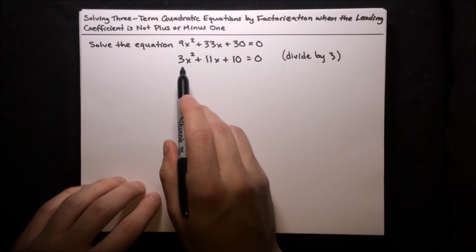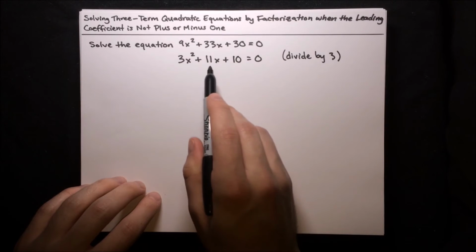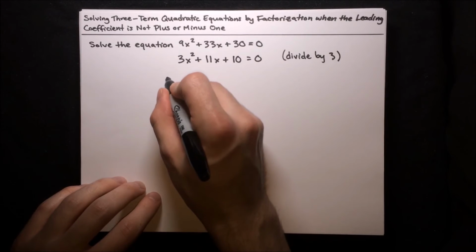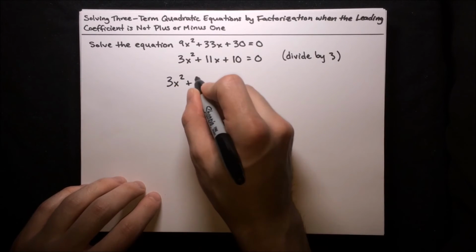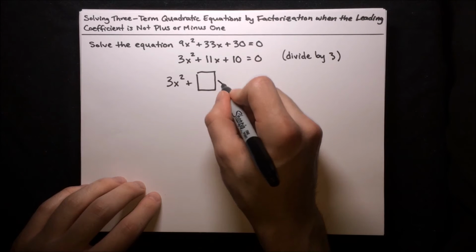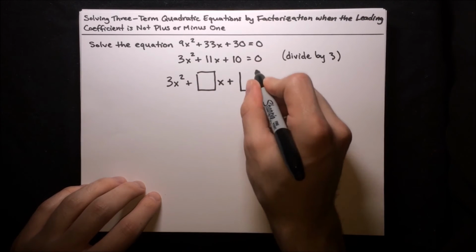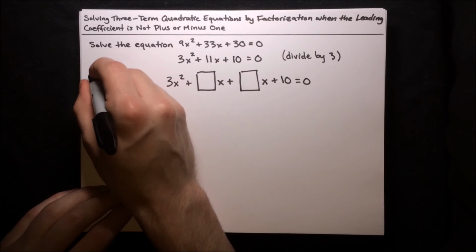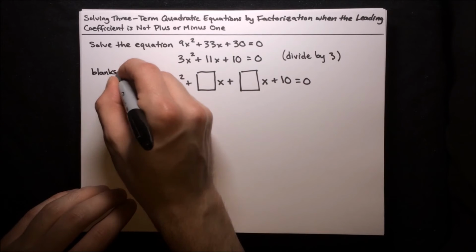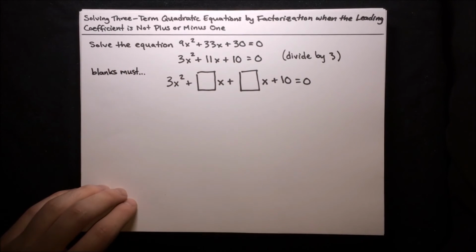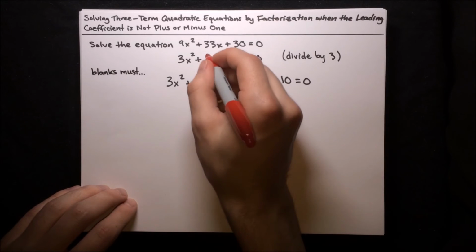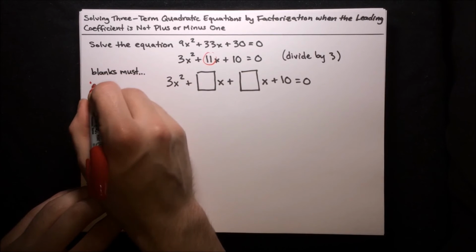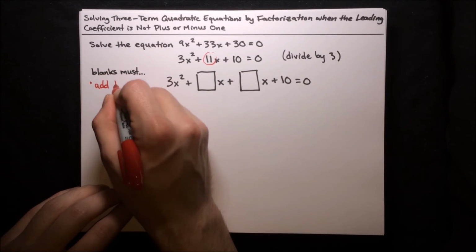So here we've got an equivalent quadratic equation with the numbers a lot lower, a lot nicer, and now let's go ahead and split up that middle term. So again, writing it as 3x squared plus some number times x plus another number times x plus 10 equals 0, where we impose the following constraints. The blanks must, first of all, add to that middle term 11. That will ensure that it's really just the same expression rearranged a little bit. So blanks must add to 11.